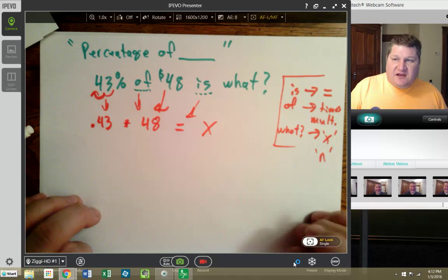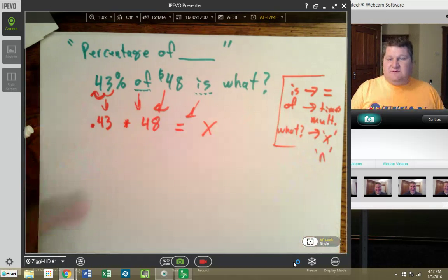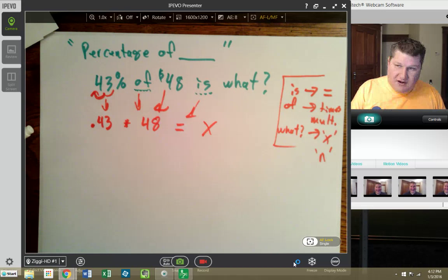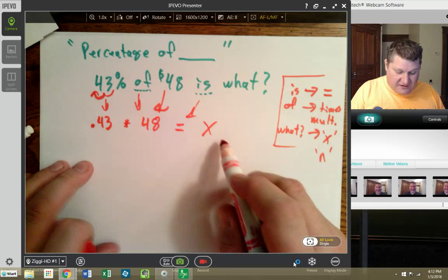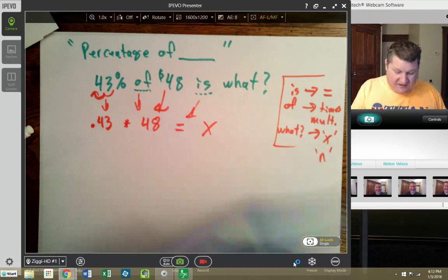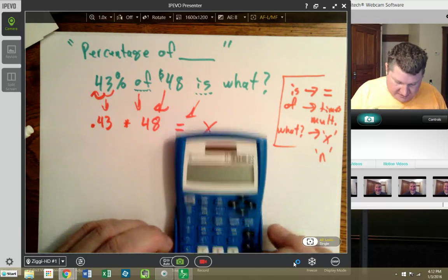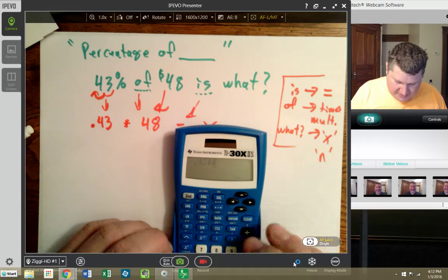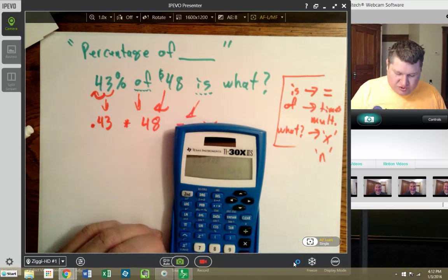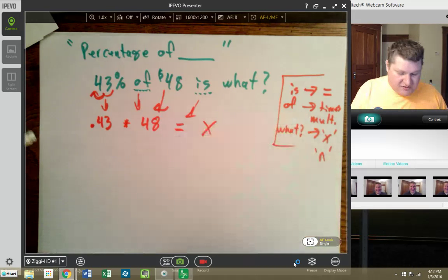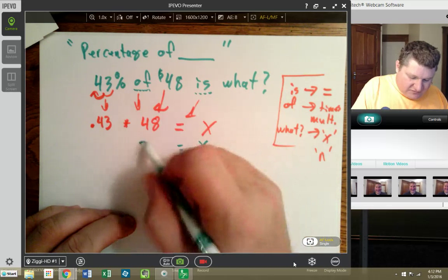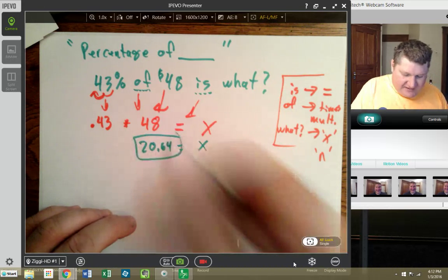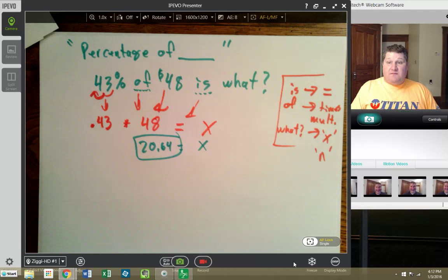So at this point, I have now changed my word sentence into a symbol sentence, or numerical sentence. In this case, 0.43 times 48 equals x. So all I have to do in this case is take my little calculator and say 0.43 times 48 equals 20.64. So x equals 20.64, and that's my answer. x equals 20.64. Okay, that is not that challenging. You try.